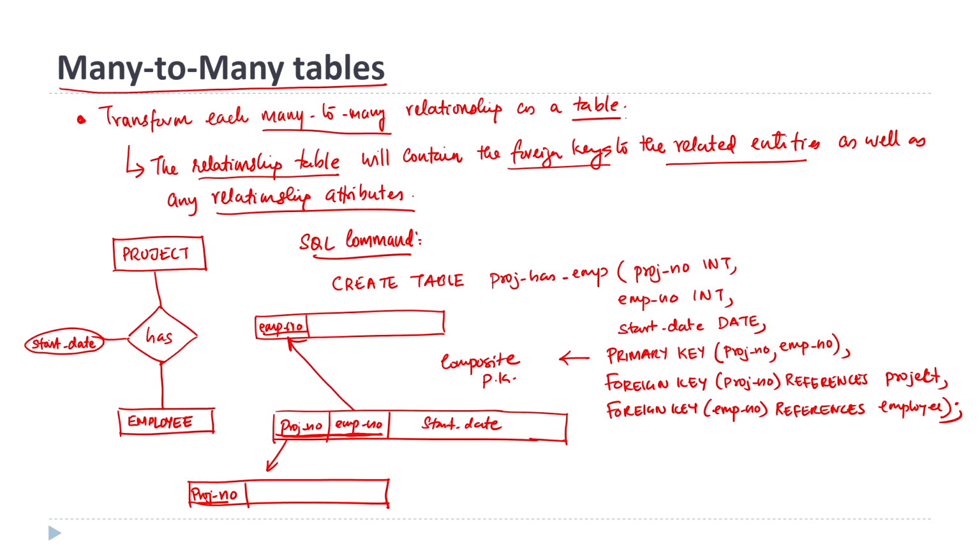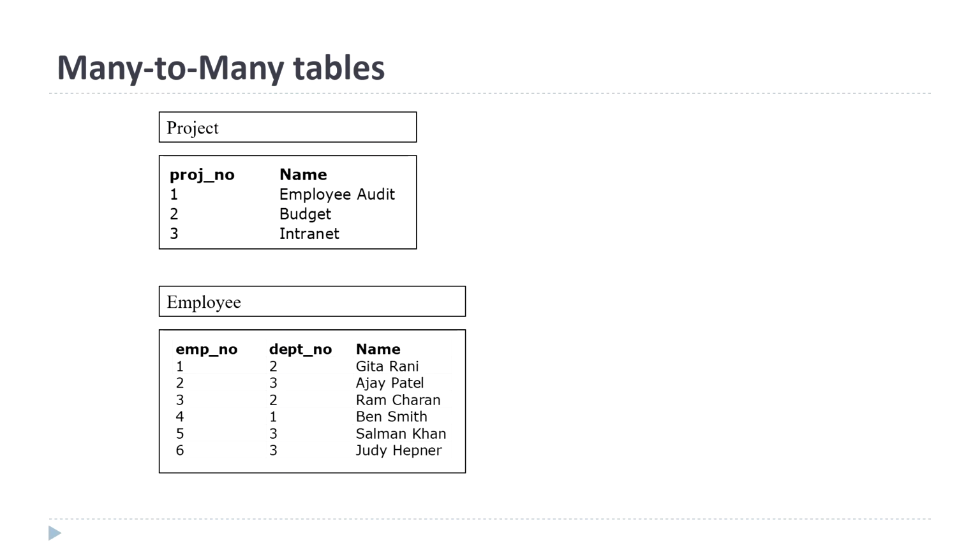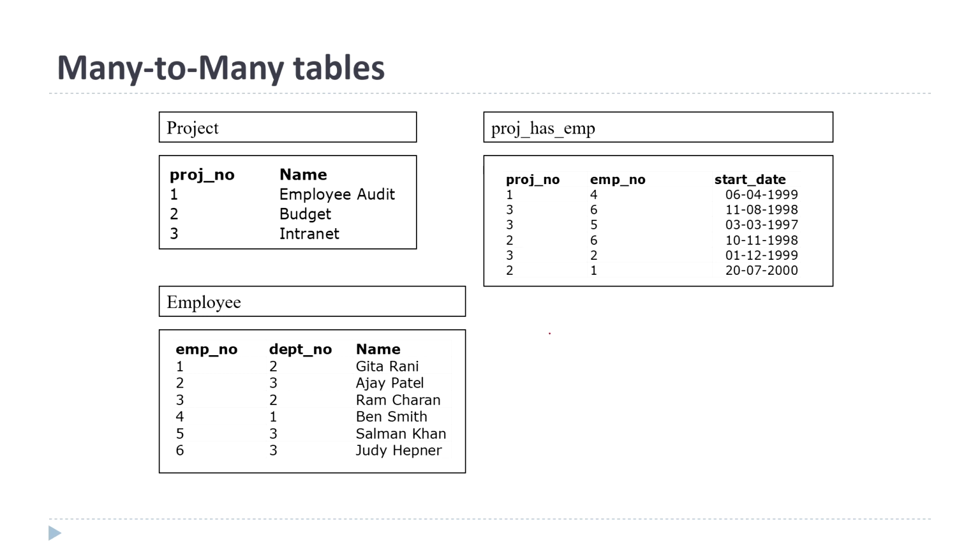As we were talking earlier, we have a project table. So, here is your project and you have your employee, and this table is your project has employee table. This is a new table that captures the relationship, the project has employee. So, there are 3 projects, employee audit, budget and intranet, and the employee numbers are 1, 2, 3, 4, 5, 6. From there we create a new table that is called project has employees.